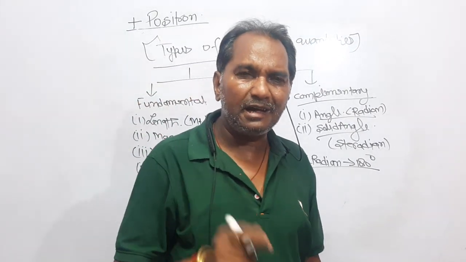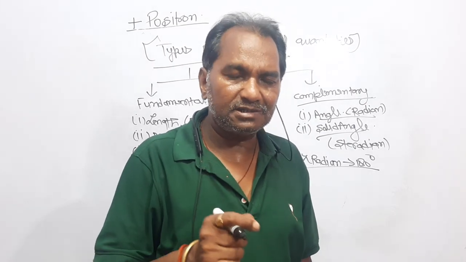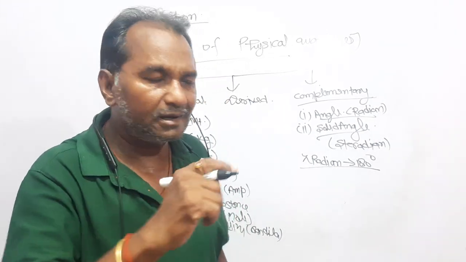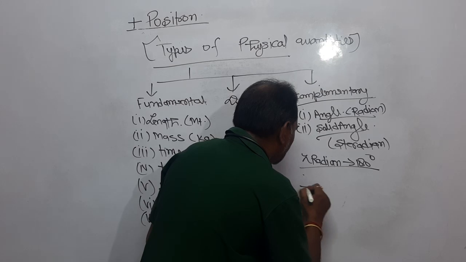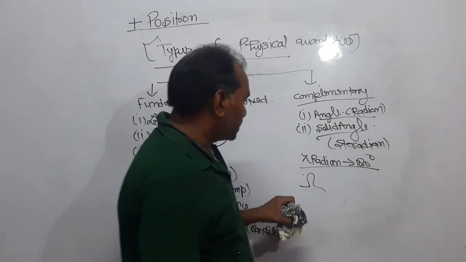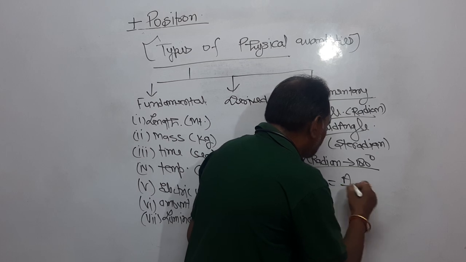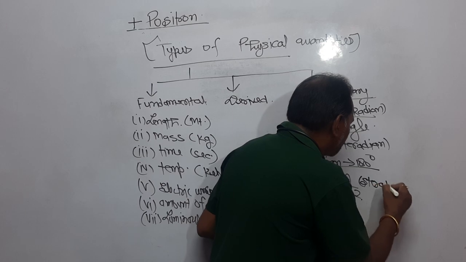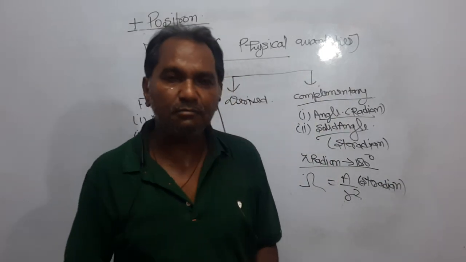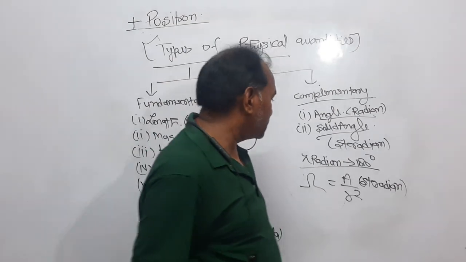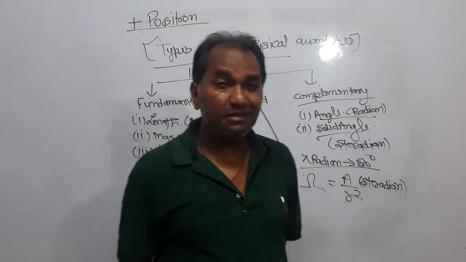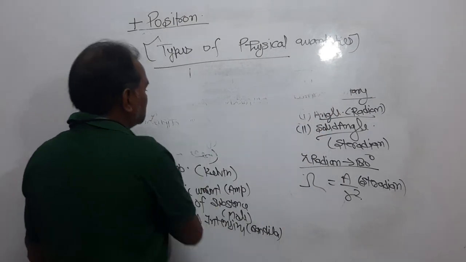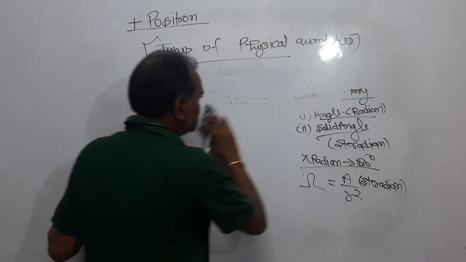What I said is that angle is subtended at a point or at a center by an arc, and solid angle is the angle subtended at a point by an area. Solid angle is represented by omega, and omega equals area upon r square, expressed in terms of steradian. The unit of solid angle is the steradian. Similarly, the unit of angle is the radian. Now, dear students, it was just the basics. We are discussing the basics of physics.